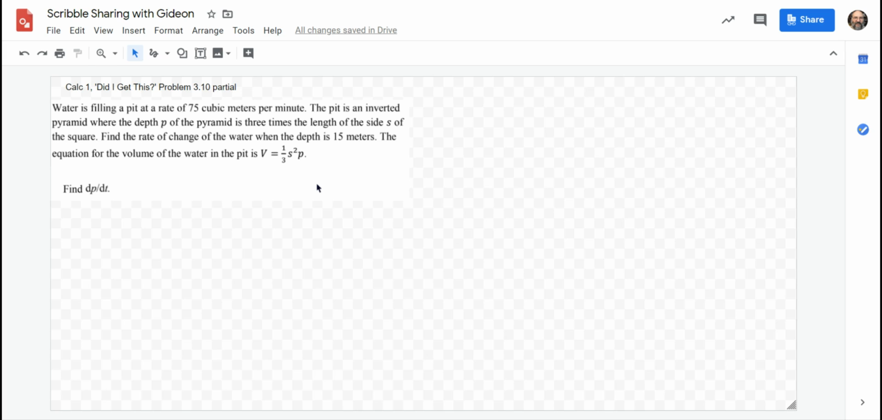Okay, so we've got this deep pit and it's filling up. When the bottom is filling up, it's going fast because it's very narrow, and it slows down how fast it fills up as it gets wider. We're being asked, how fast is the water coming up when the water is 15 meters deep, meaning 15 meters from that point at the bottom of the pit?